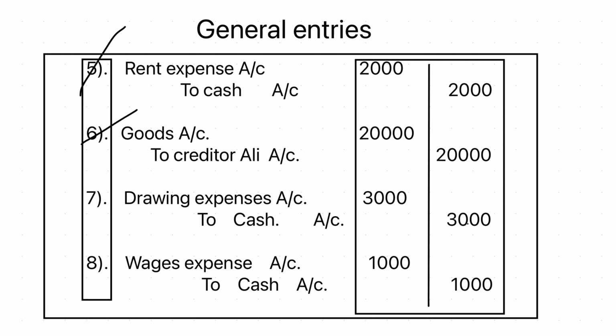And in my sixth entry we purchased 20,000 of goods from creditor Ali on credit, because we haven't paid cash yet. And in my seventh entry we carry out drawings for our personal use. And in the eighth transaction, we pay the wages expense, basically the daily wages of the labor. So let us start today's video.